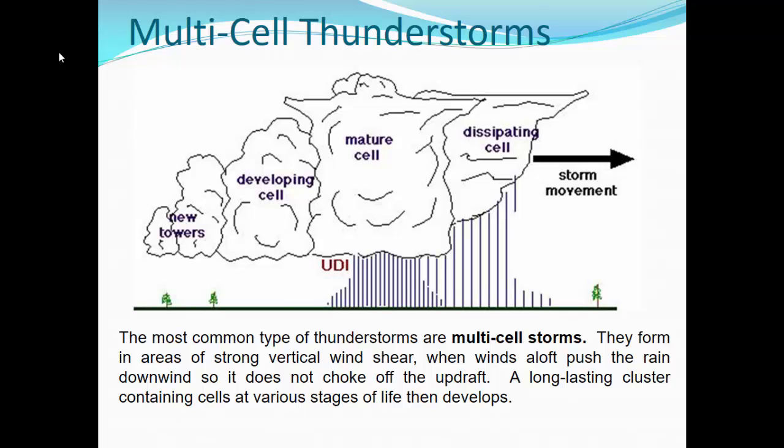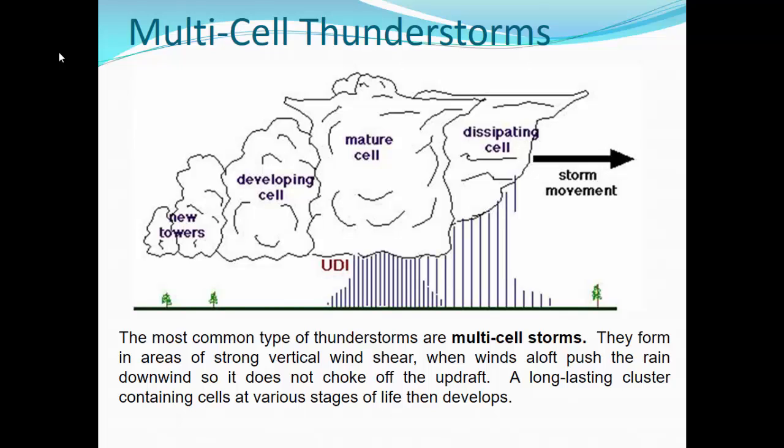The second type of thunderstorm is our multi-cell thunderstorm. This is the most common type of thunderstorm. They develop in areas of strong, moderate really, to strong vertical wind shear. And again, wind shear is going to be a change in wind direction or speed with height. And so in the low levels of the atmosphere at the surface, our winds are blowing in one direction or at one speed. And as you go up in the atmosphere, those wind speeds increase.